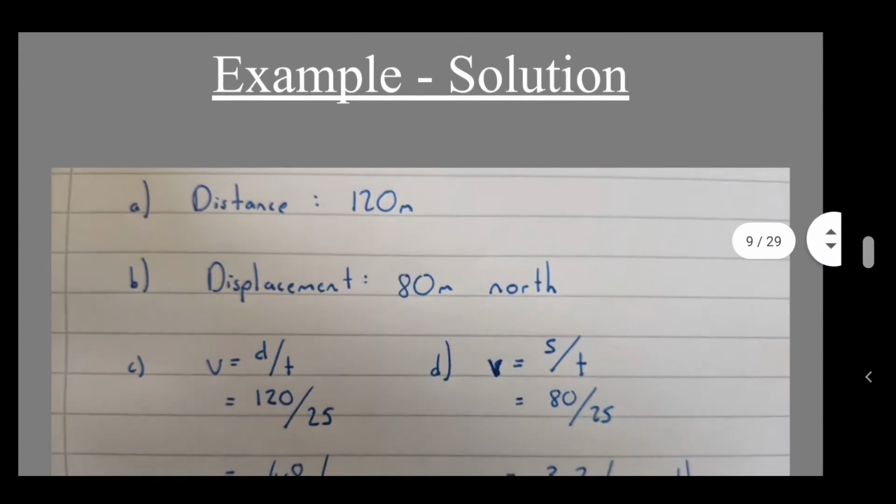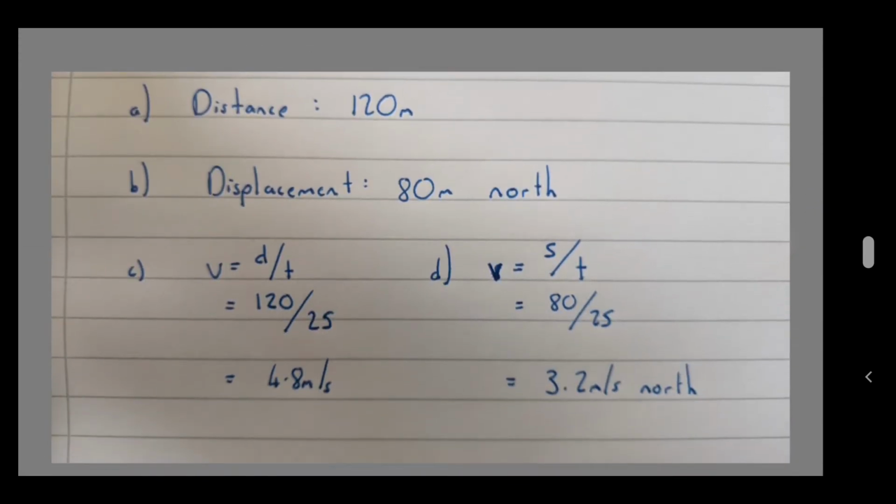So I've got the answers here. So the total distance is 120 metres because 100 plus 20 is exactly what she travelled. That's her distance. Her displacement, though, is only 80 metres north. Remember, we need to have a direction when we talk about displacement, and she is 100 metres north, and then she only goes back 20 metres south. So she's only actually travelled 80 metres from the starting point. But she's still further north than she was, so it's 80 metres north.